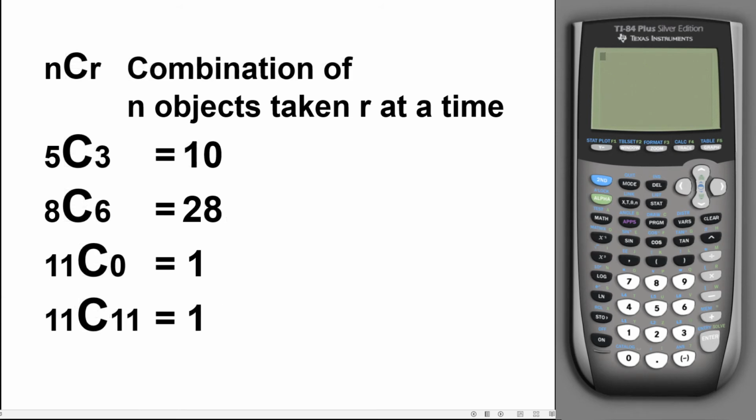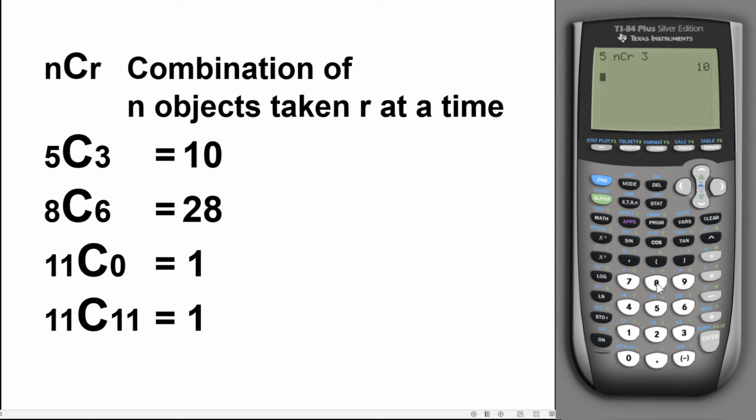The last probability function I'd like to look at is nCr, or a combination of n objects taken r at a time. A combination is where you take a group of objects and the order does not matter on how you take those. So if I was to compute 5C3, let's again follow the same process we did before. We put the value of n first, which is 5. We go to Math. This time when we go to Probability, we're going to select option number 3, nCr, but we'll still put our r value in afterwards, which is 3. This time we'll come up with a value of 10.